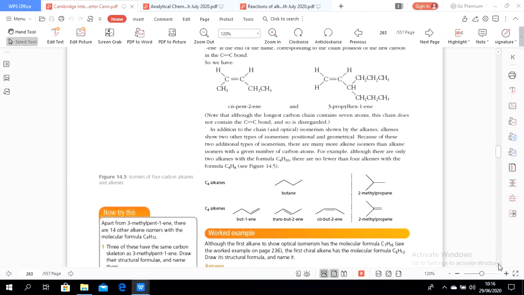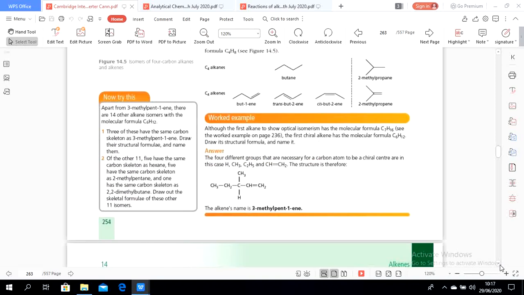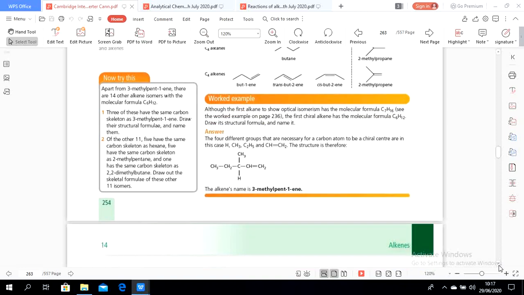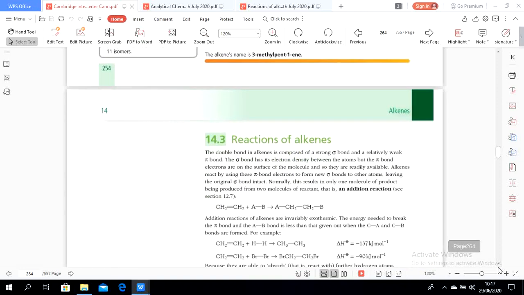We already studied the difference between alkanes and alkenes. Alkanes do not have a functional group, while alkene has a functional group, which is the double bond. Okay, so in this chapter you have to read the theory again at home. You have to open page by page.